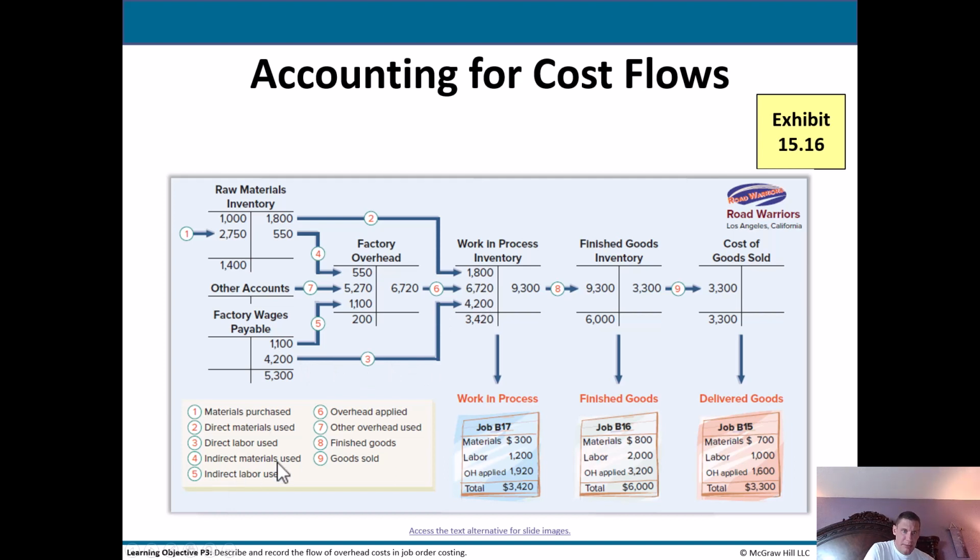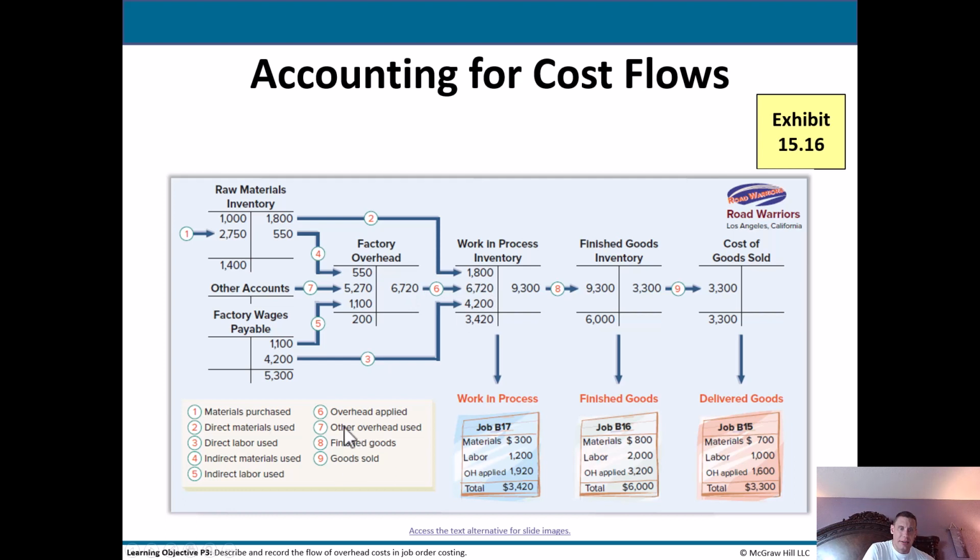Number four, indirect materials used. You can see here, indirect materials coming out of raw materials inventory, going into factory overhead. Number five, indirect labor used. You can see that one at the very top on the right-hand side, on the credit side of factory wages payable, also going into factory overhead. Number six, overhead applied. You can see that here, the 6720. And then that's being transferred over to work in process inventory.